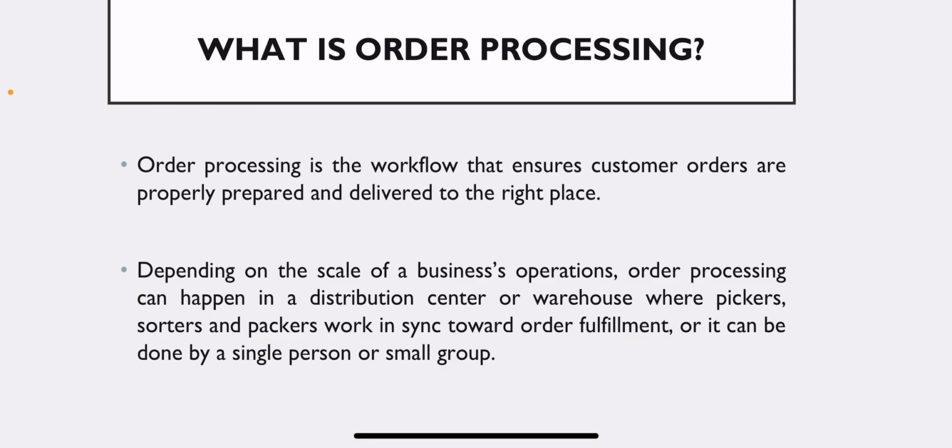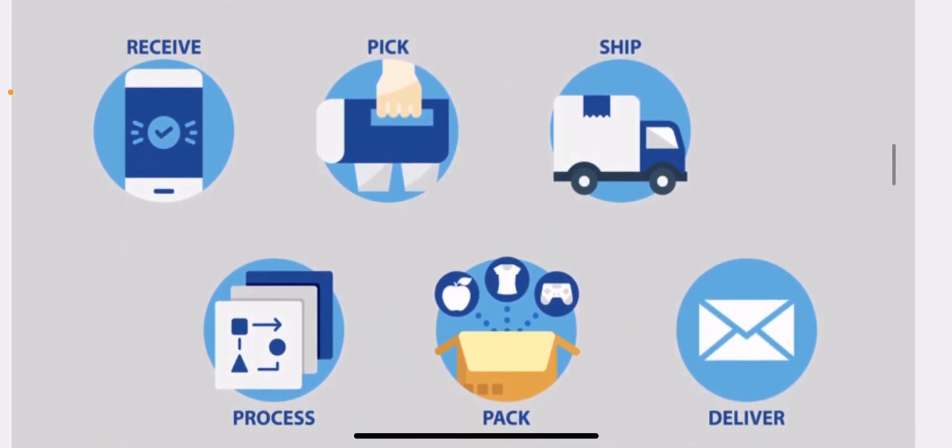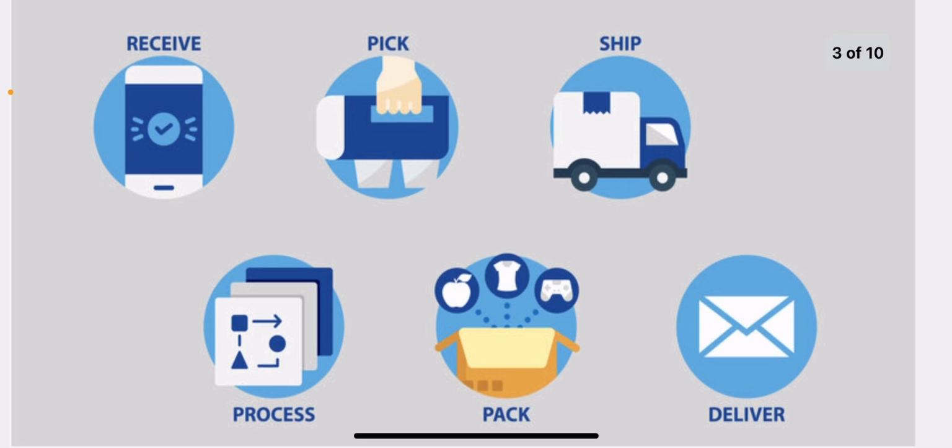Depending on the scale of the business, order processing can happen in a distribution center or a warehouse where pickers, sorters and packers work in a synced manner in order fulfillment, or it can be done by a single person or a group based on the size of the business. The main objective is delivering the goods to the right person on time. The order processing steps basically look like receiving, picking, shipping, processing, packing and delivering the order.